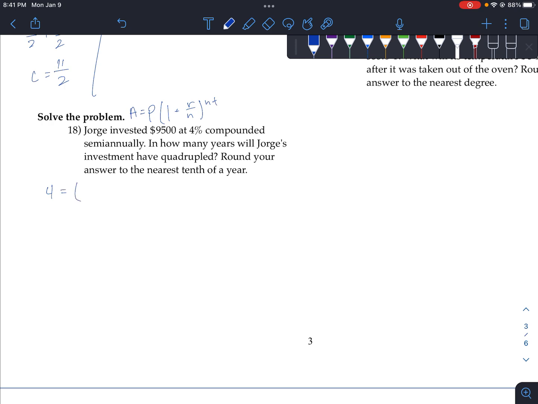And then we'll have 1 plus the rate, which would be 0.04, divided by n, which is semi-annually, so that would be 2, and then raised to the 2t.